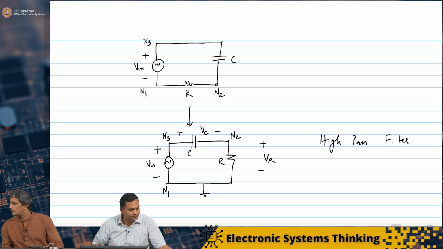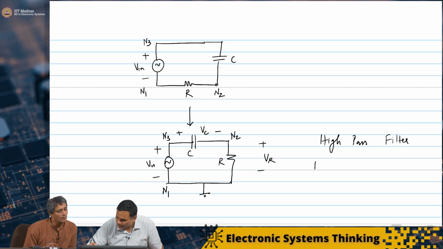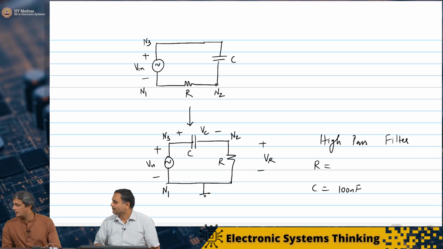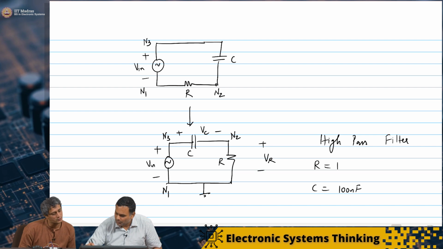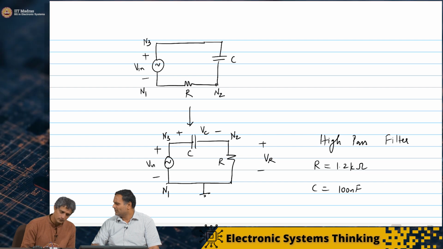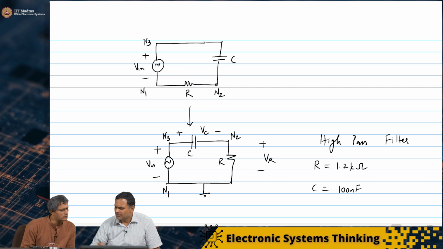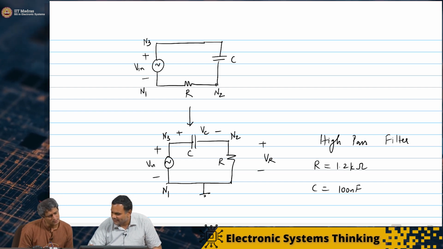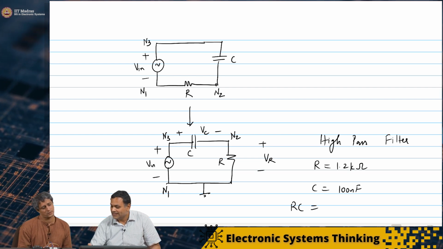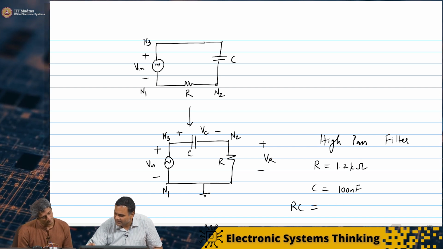Let's just note down the values. It's a 100 nanofarad capacitor, and the resistor seems to be 1.2 kilo ohms. This is very similar to the numbers we used last time for the low pass filter. The RC time constant is about 120 microseconds. Let's say 100 microseconds, to make things easier for us.